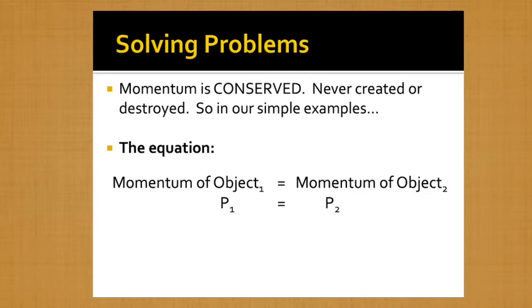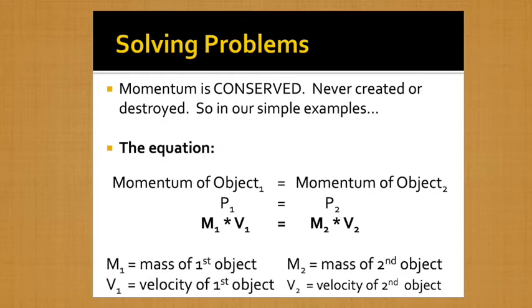If you recall, the equation for solving for momentum in general is P equals m times v. So the mass of the first object, m1, times the velocity of the first object, v1, should equal the mass of the second object, m2, times the velocity of the second object, v2. Let's try to solve a problem using this equation.